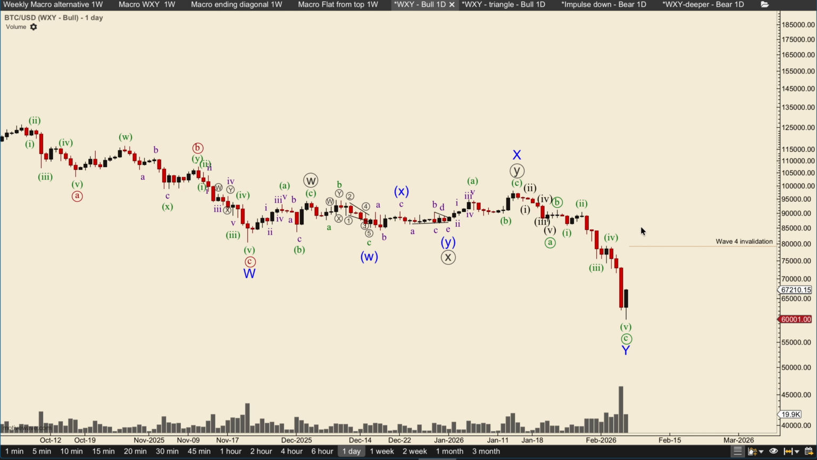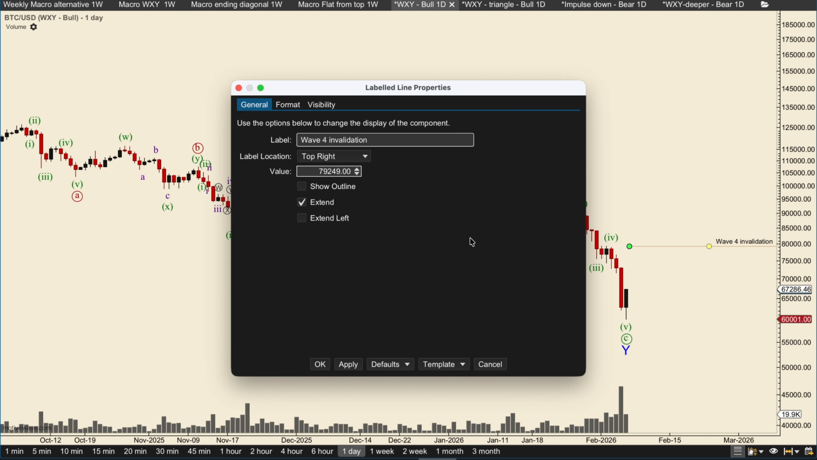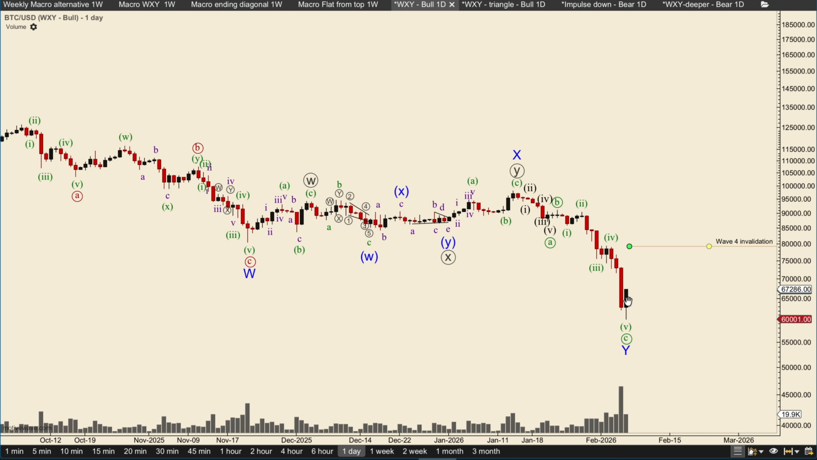And the thing that is speaking to this scenario's advantage is that we are finished here with a wave C on a high amount of volume. And that is exactly what you want to see in a wave C. So that is something that is favoring this scenario. But it basically comes down to this, wave 4 invalidation. If we take out this at 79,249, then this has a higher probability of being a finished structure.